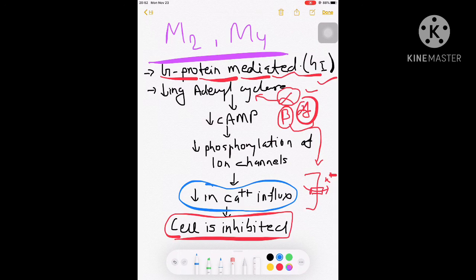thus resulting in depolarization. After the depolarization has completed, potassium efflux from inside of the cell to the outside will occur, resulting in repolarization, and thus this completes the whole action potential, the whole process of one heartbeat.